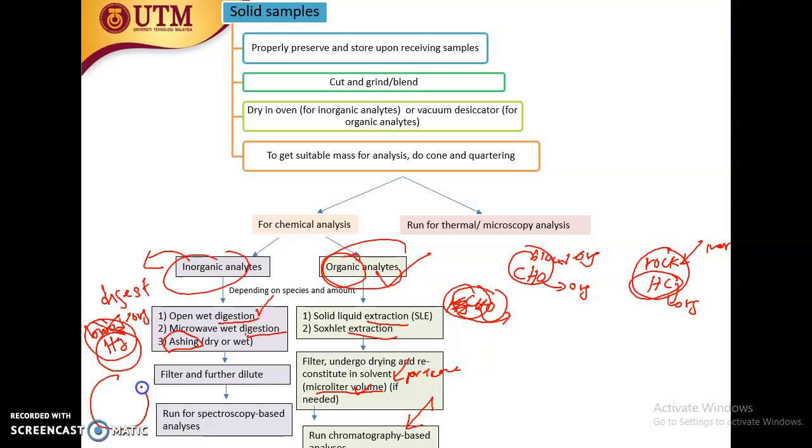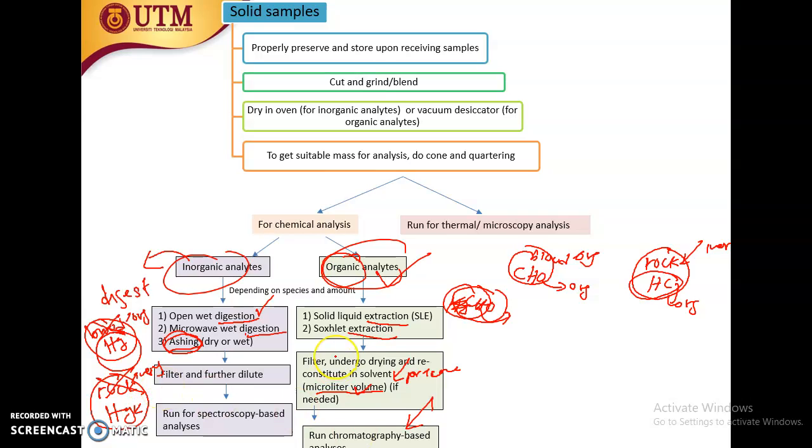And then another one, you have rock. Rock is inorganic, right? Inorganic sample. And then still you have mercury inside that rock. So inorganic analyte inside inorganic sample. So you have to use etching, because only etching can destroy the rock. So it is always like that.